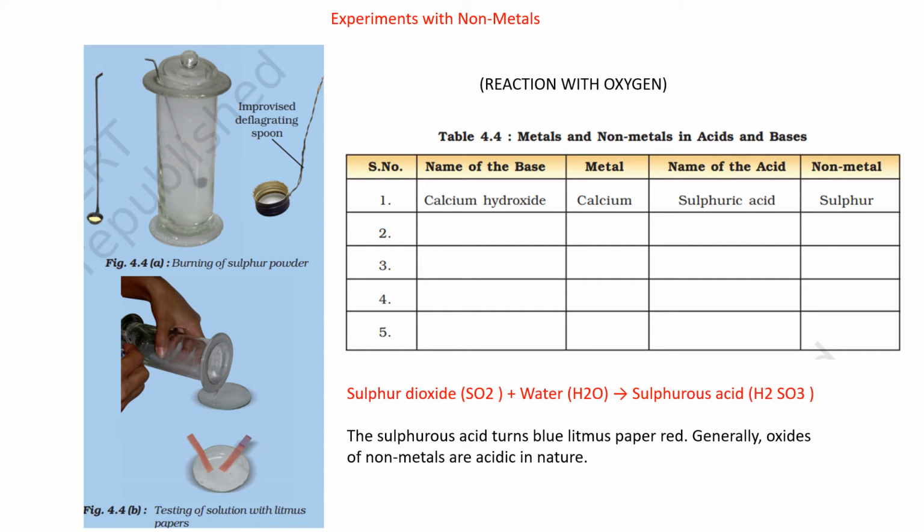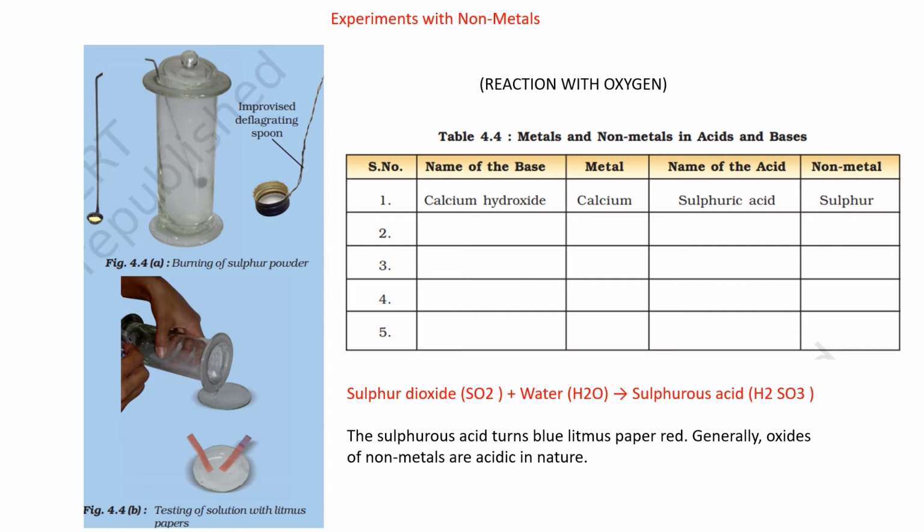So if we want to check whether a particular substance is acidic or not, which litmus paper do we choose? Sorry, blue litmus paper, and it turns red, right? So generally oxides of non-metals are acidic in nature. But when we were reading about metals in the previous slide, the oxides of metals are basic in nature, right?